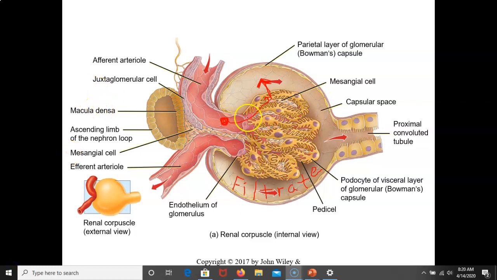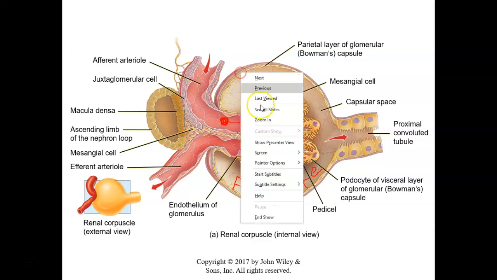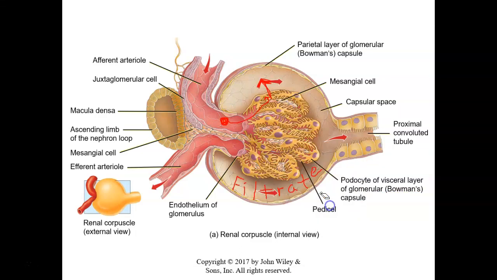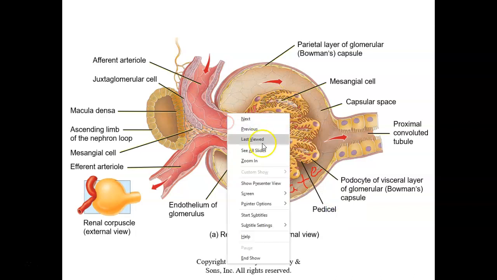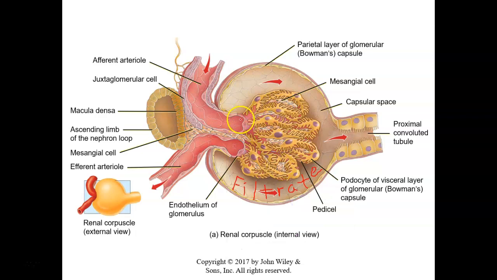So the next piece is when that filtrate dumps into and is collected in the capsular space. As it accumulates, there's only one place for it to go, and that's down this opening right here. That opening leads into something called the proximal convoluted tubule. That's the beginning part of where the modification of the filtrate begins. But before we get into that, we've got more things to cover here in the glomerulus.